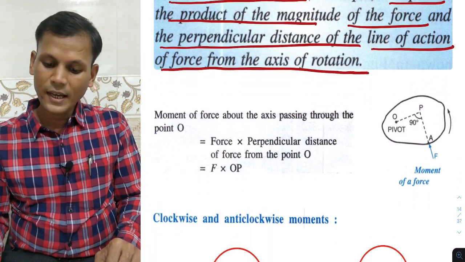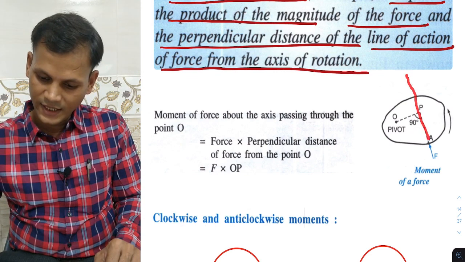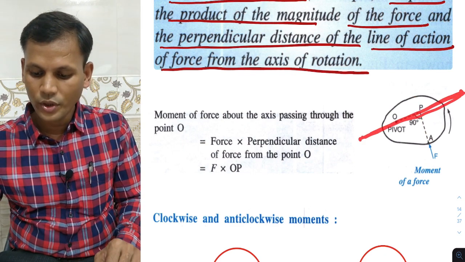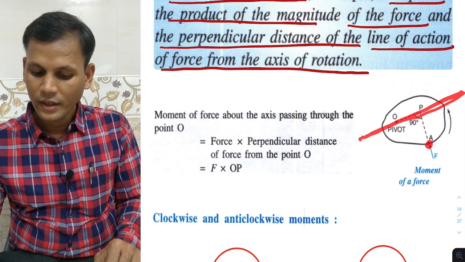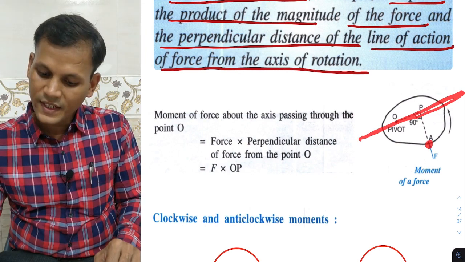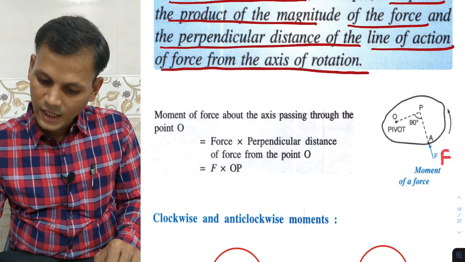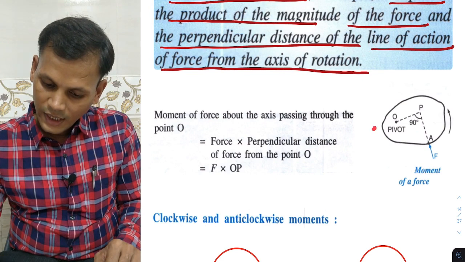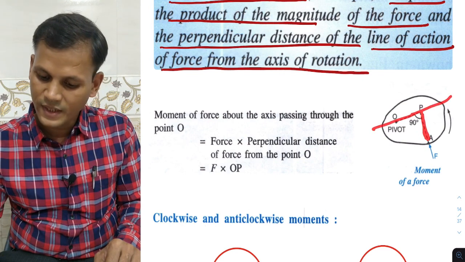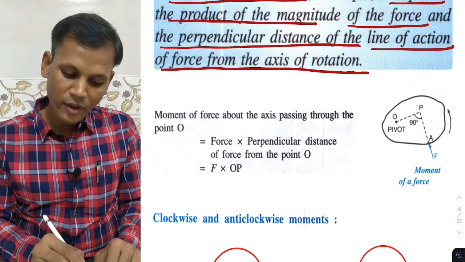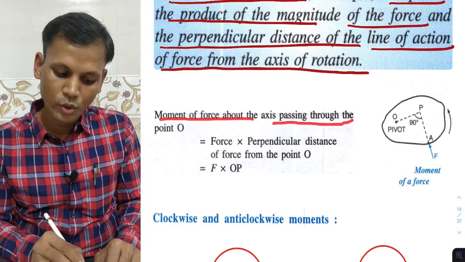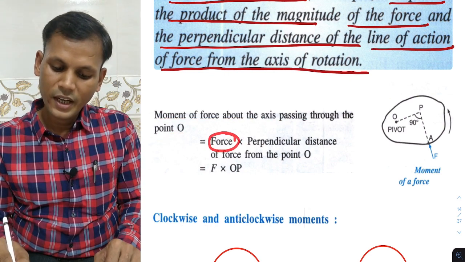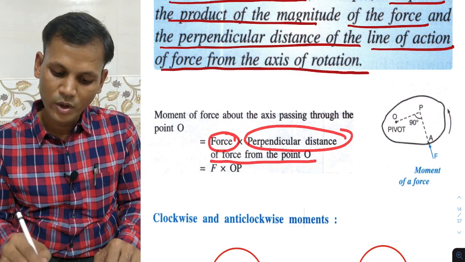Same thing we can say about the door. Suppose this is the axis of the door, at which the door is rotating, and we are applying the force on it. So what is the moment of force in this case? This is the force we are applying, and this is the axis of rotation. So this is the perpendicular distance. So the moment of force about the axis passing through the point O is equal to force into the perpendicular distance of force from point O.